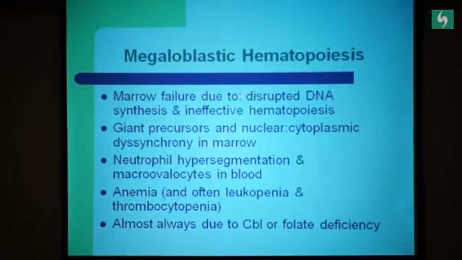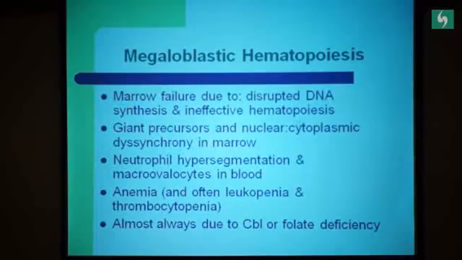Now, what is megaloblastic hematopoiesis? Here there is a marrow failure because there is a disrupted DNA synthesis and ineffective hematopoiesis. Sometimes these patients are referred to me because of hemolytic anemia, because they have mild jaundice and they may have anemia, and actually it's because these cells, megaloblasts, where there is a DNA defect, are destroyed within the bone marrow. So it's an ineffective erythropoiesis that's happening, and that leads to a mild unconjugated hyperbilirubinemia.